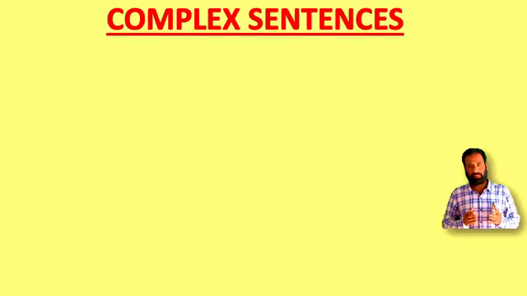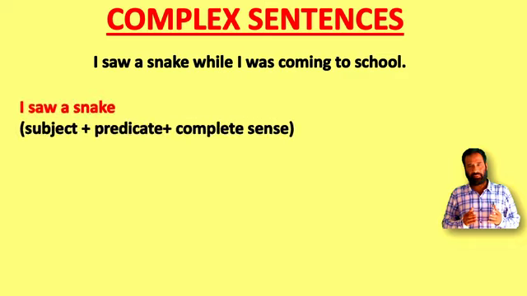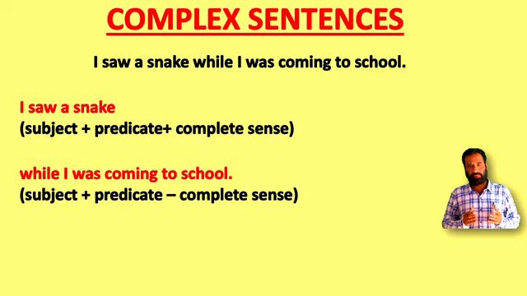Now let us see what complex sentences are. Study the sentence. I saw a snake while I was coming to school. In this sentence, there are two parts. I saw a snake is one part, while I was coming to school is the second part. The first part, I saw a snake, has subject and a predicate and it gives full sense. So it is called main clause.